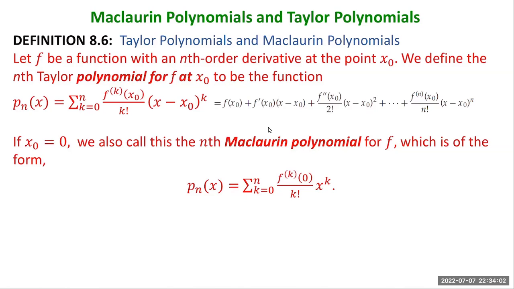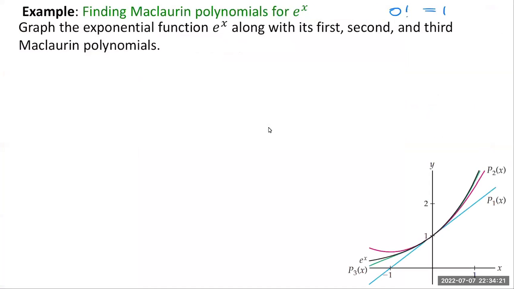Those are the definitions of the nth Taylor polynomial and the nth Maclaurin polynomial. This is the nth Maclaurin polynomial, and this is the nth Taylor polynomial. You say n because you take the summation up to n. All right, let's move on.